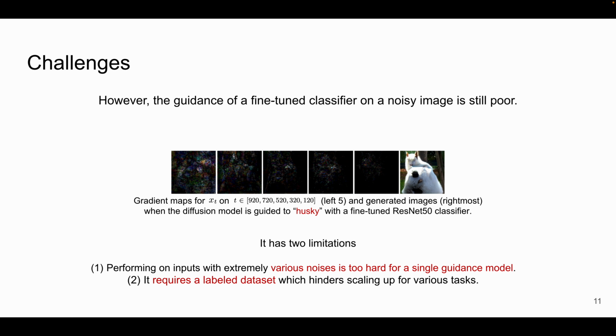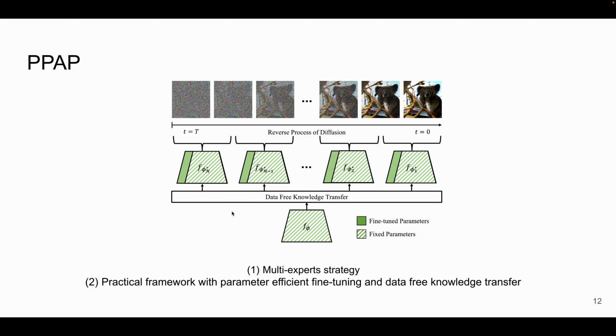However, the guidance of a fine-tuned classifier on a noisy image is still poor, because it has two limitations. First, performing on inputs with extremely various noises is too hard for a single guidance model. Second, it requires a label dataset which hinders scaling up for various tasks. We aim to overcome these limitations in two ways. First, we introduce a multi-expert strategy. Second, we introduce a practical framework that leverages parameter-efficient fine-tuning and data-free knowledge transfer.